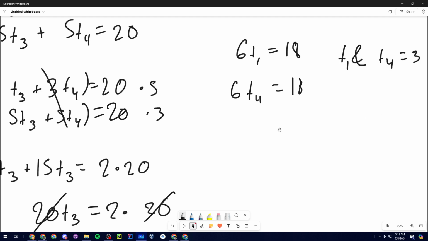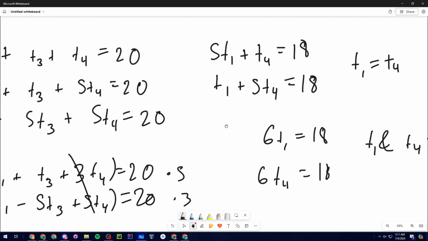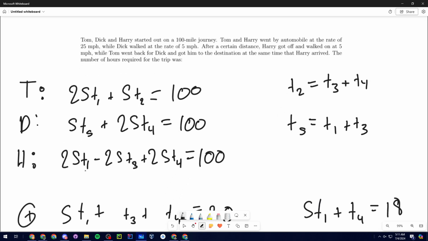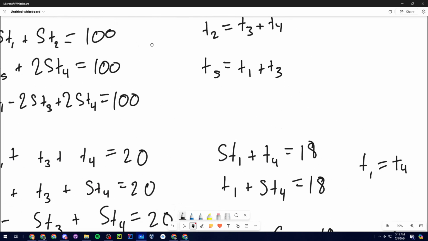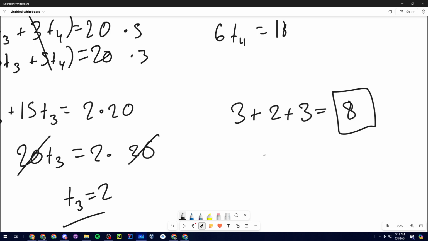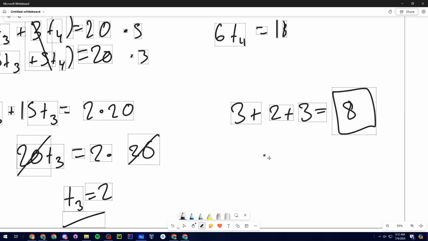So now, what are we solving for? We're solving for the total amount of time. I should have specified that earlier, but the total amount of time is just T1 plus T3 plus T4, because you're guaranteed to be spending that whole time to get to 100. So that's just asking, what is 3 plus 2 plus 3? And that is the answer of 8. It's a pretty long problem, but I wanted to explain everything because it's a really nice problem.